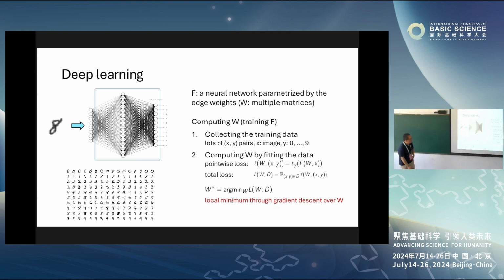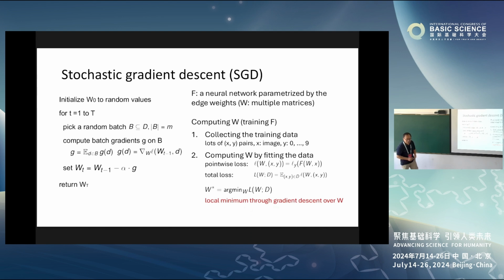A good model. So how is this done in practice? This is through the so-called stochastic gradient descent method, or maybe its variant. Basically, you initialize your weights to some random values, and then you run this for capital T steps. At each step, you grab some random batch from your data set, let's say it has some size m. Then you compute the batch gradient. So what's the gradient for each individual data point?